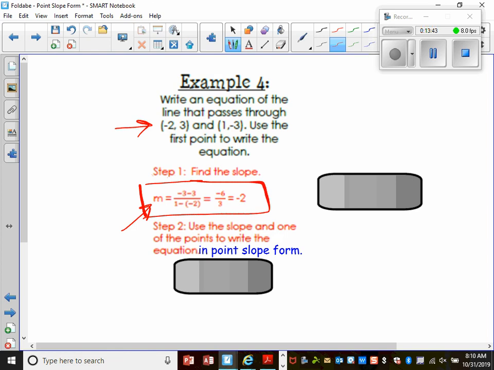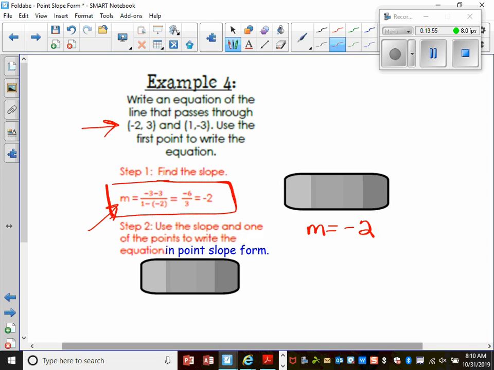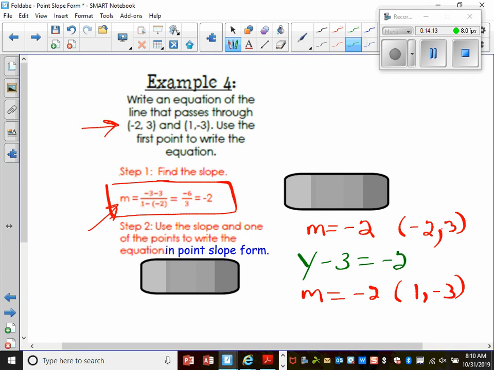Now, once we know the slope, in this case, is -2, then we can do like we just did a few minutes ago. M equals -2. Now I'm going to use the point -2, 3 to write one of my equations. And I'm going to use the point 1, -3. So for the first one, I'll have y minus 3 equals -2 times x plus 2, because that's a negative. So minus a negative is a positive. And then y plus 3 equals -2 times x minus 1.